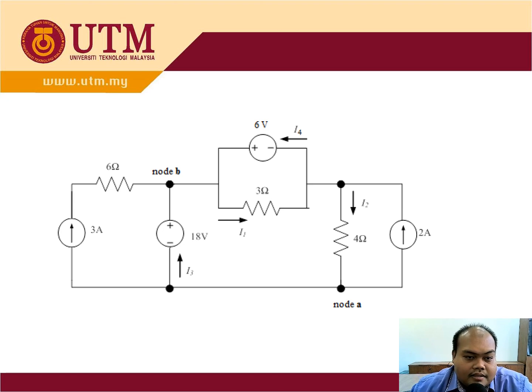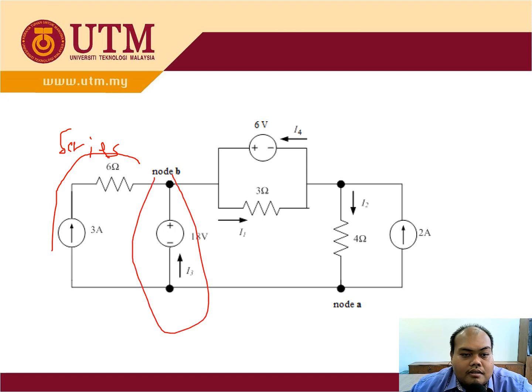I give you another example. As you can see here, this one is in series. Then this one is parallel to this one. This is 18 volt. There is no other component, so it means that the voltage from here to here is automatically 18 volt. Then if you look here, this one is also parallel. This one is parallel to this one, and the voltage from here to here is 6 volt.